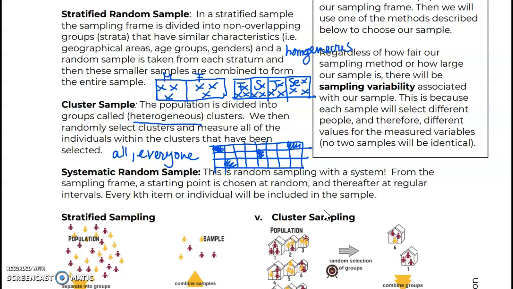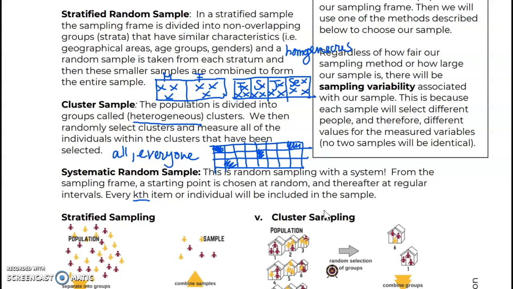This is a random sample with a system. We are randomly selecting a starting point, and then we are going to select every kth person. So maybe every 10th person, every 15th person, every 20th person, depending on how big our population is and how many people we want to collect in our sample. So there is a system to it. We have a random starting point, and then we're going to select every kth person from a list.